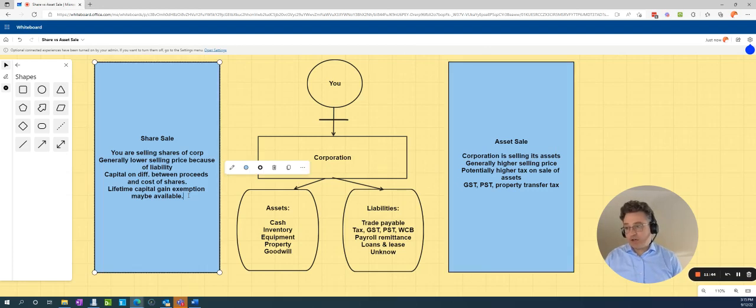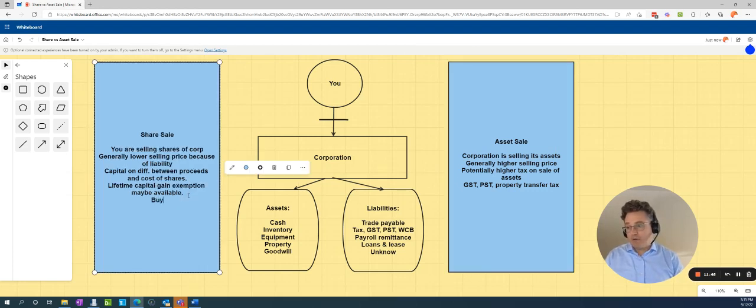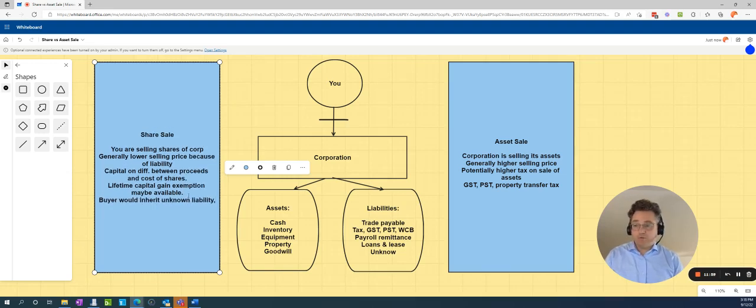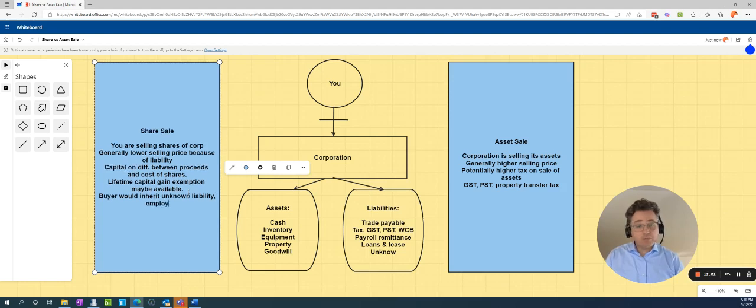In the share sale, the buyer would inherit unknown liabilities. I mentioned that before. They would also inherit employee severance. So in terms of your employees, there's no change in their contract. They were hired by your corporation, the corporation has a new owner. From their perspective, nothing changes there.